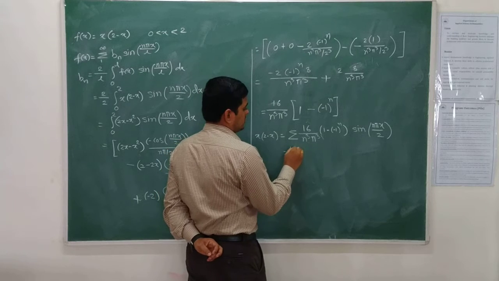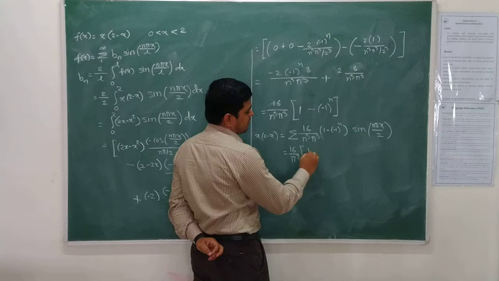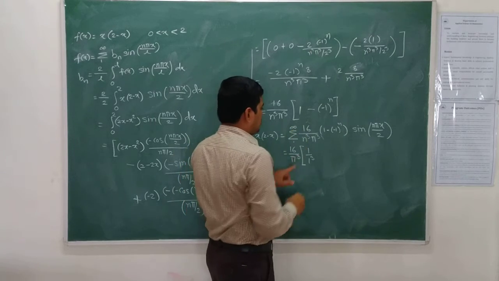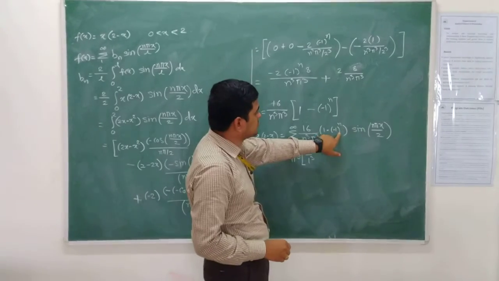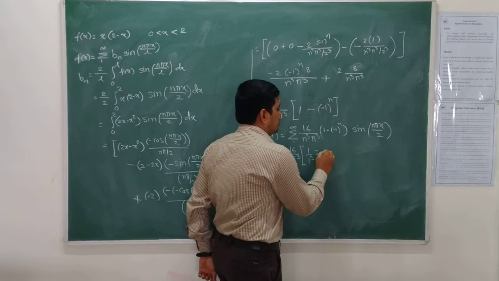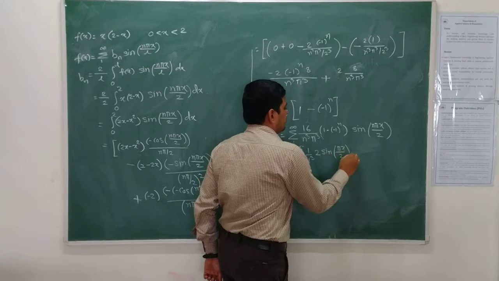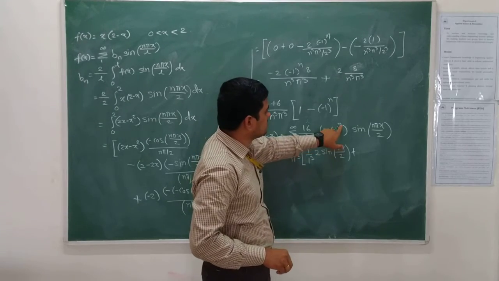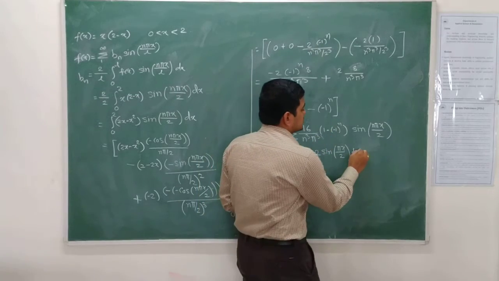So here 16 upon pi cube can be taken outside. Inside the bracket, 1 upon 1 cube. Initially n is 1, so we get 1 cube. 1 minus of minus 1 raised to 1 becomes 1 minus minus 1. Minus of minus 1 becomes plus 1, and plus 1 becomes 2, into sine of pi x upon 2, plus. Now n becomes 2. When n becomes 2, minus 1 square, that is plus 1. 1 minus 1 becomes 0. So for n equal to 2, we get 0.